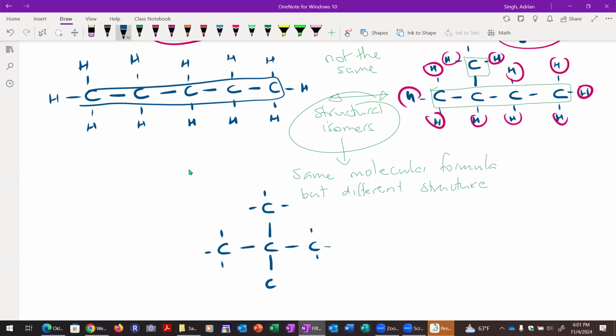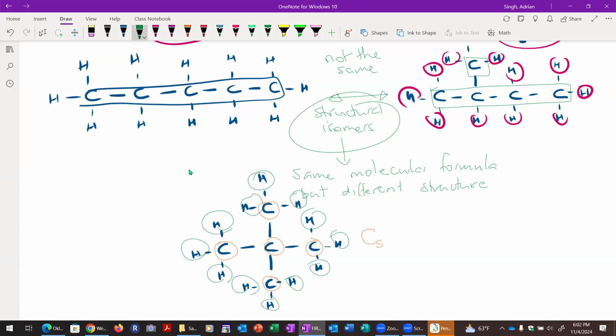So I give each of the carbons enough lines to give it four bonds, and I put my H's in for my structural formula. And what we will see here is if I were to count again, my carbons, I have one, two, three, four, five. Okay, so I have five carbons. How many H's do I have? I have one, two, three, four, five, six, seven, eight, nine, 10, 11, 12. So I still have my 12 H's.